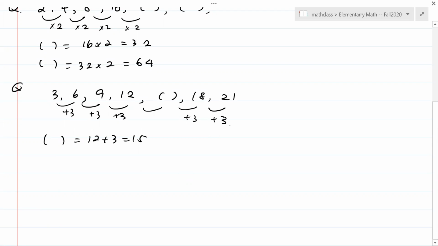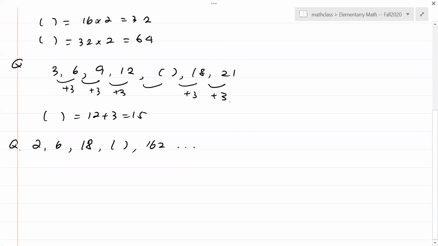All right, so now there's another problem, okay? You're given a sequence of numbers ending in 162. So what is the missing number? Now you look at this, right? You have to figure out how we get the next one at each step. From 2 to 6, jump, right? And from 6 to 18.